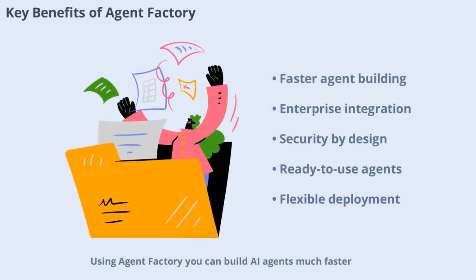Using Agent Factory, you can build AI agents much faster thanks to its no-code or low-code design. The platform allows you to visually design agents, connect tools and data sources, and iterate rapidly without writing complex glue code. It's built for enterprise-grade integration, connecting seamlessly to Oracle Database and Select AI for grounded reasoning over approved sources. Security and privacy are built in by design, keeping your data and agent execution inside your own environment. Plus, you can start with ready-to-use agents and deploy across multi-cloud or on-premises setups.